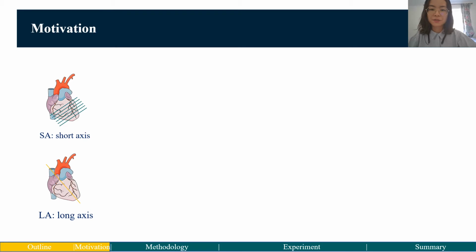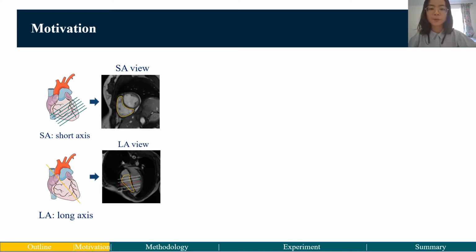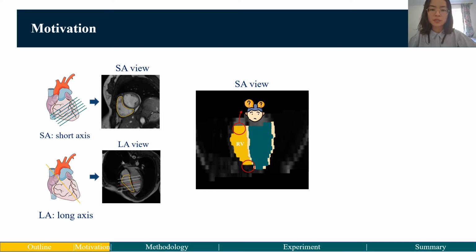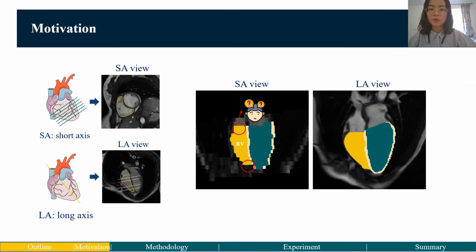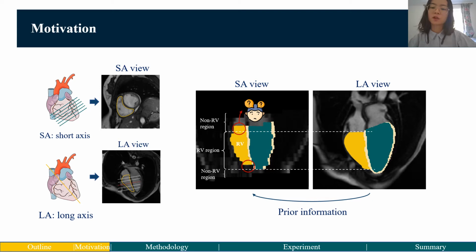As we know, there are different clinical views to visualize the cardiac chambers, such as the short axis and the long axis. However, most current cardiac segmentation studies mainly focus on the algorithms solely using the SA cardiac MRI. One can see that in the SA view, the basal regions of RV tend to be confused with the right atrium. In contrast, the LA view can provide a relatively clear boundary in the ambiguous regions. With the assistance of LA information, one can classify the SA view as the RV and the non-RV regions. Therefore, the RV segmentation from the LA view can be regarded as prior information.